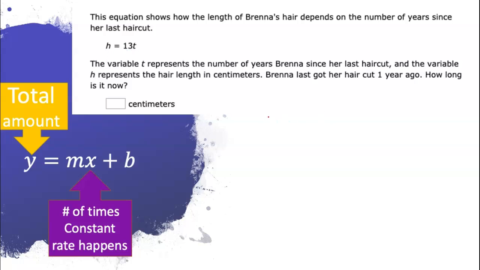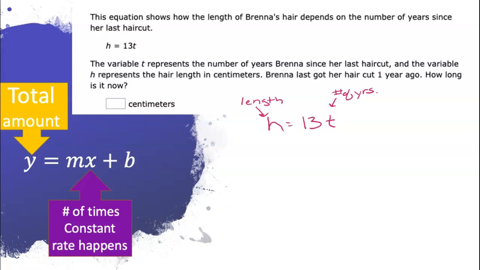I'm going to write that again. H equals 13t. The variable t represents the number of years since Brenna's last haircut. So t is my number of years. And h represents her hair length. Okay, so h is length.